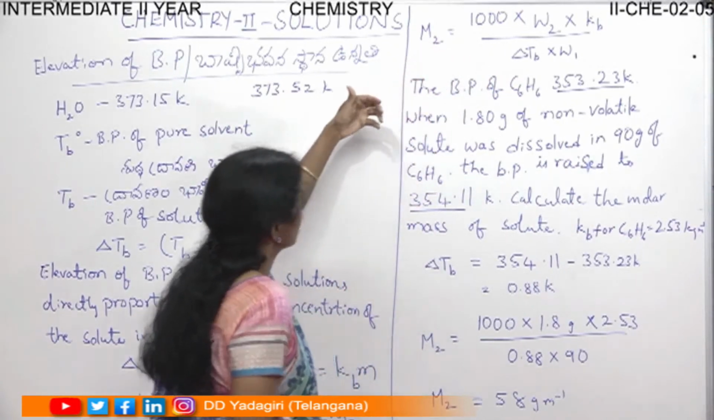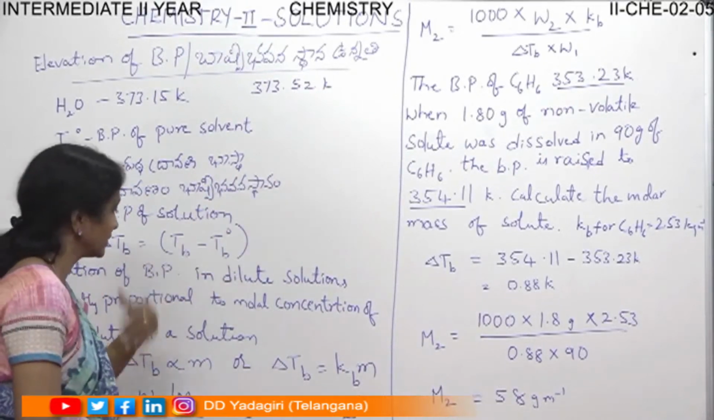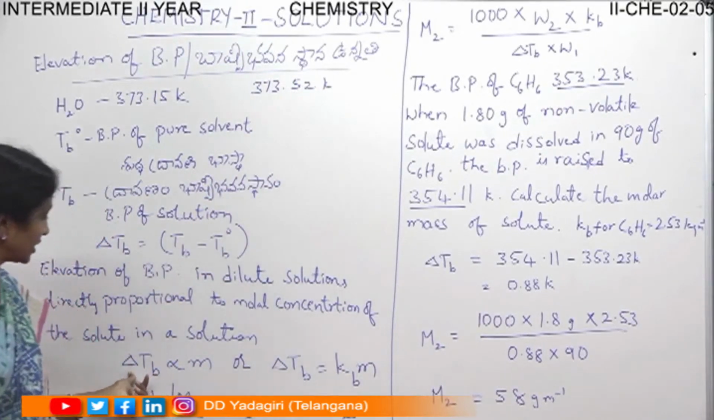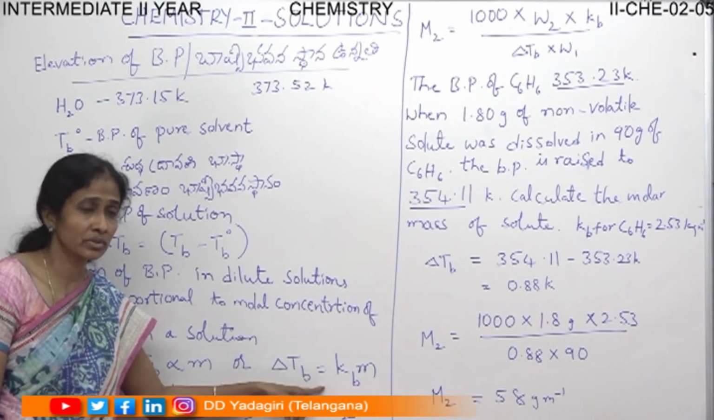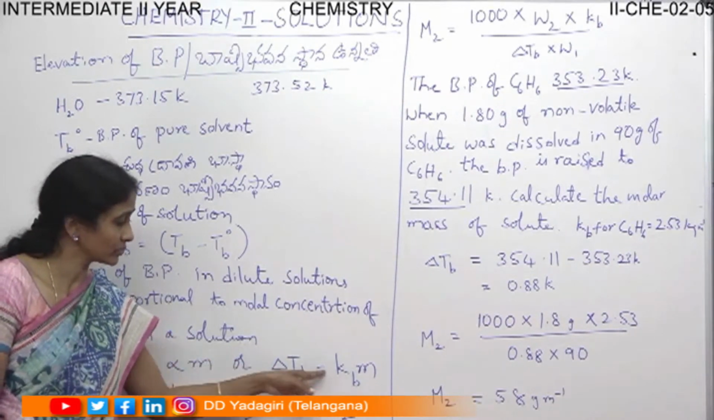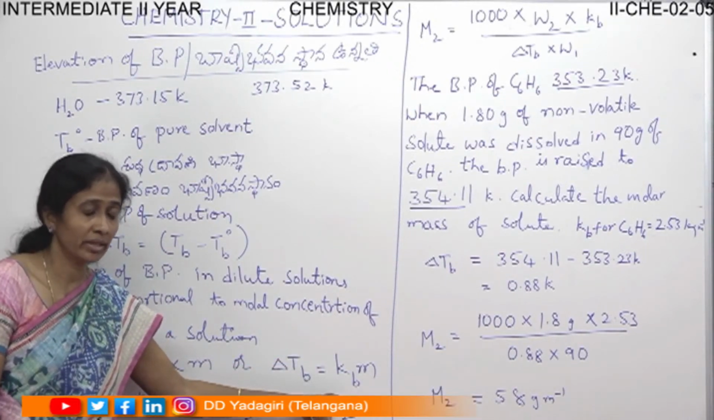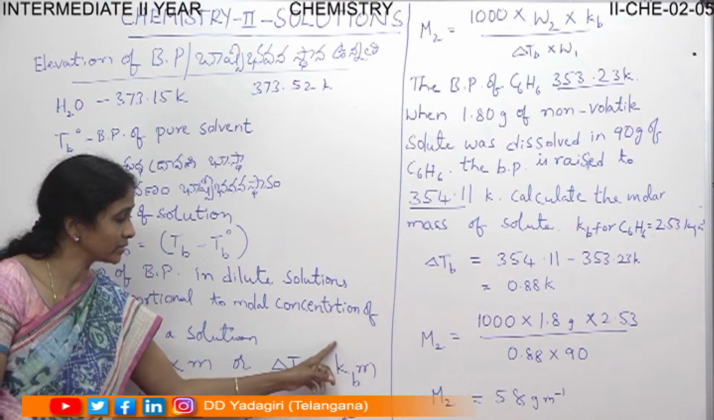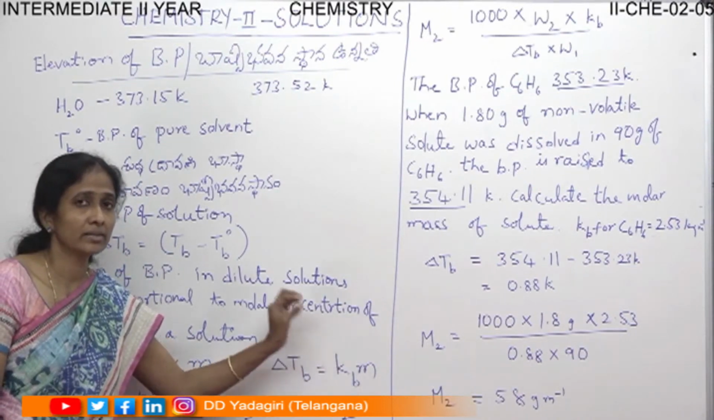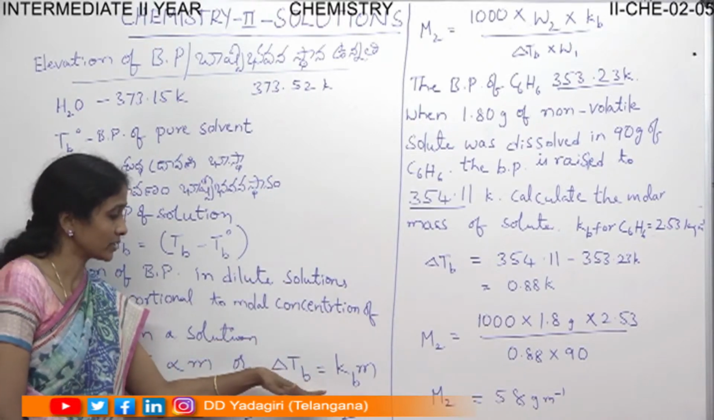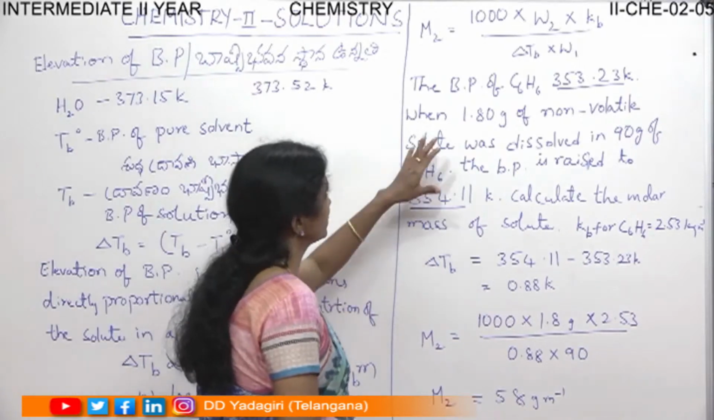So from where has this been defined? Delta Tb is proportional to m, or delta Tb is proportional to Kb m. Kb here is a constant. This can be called the ebullioscopic constant, Kb. So fine, one problem we are going to solve here.